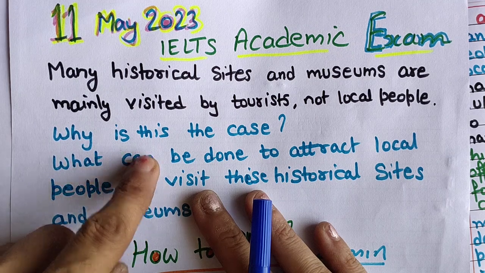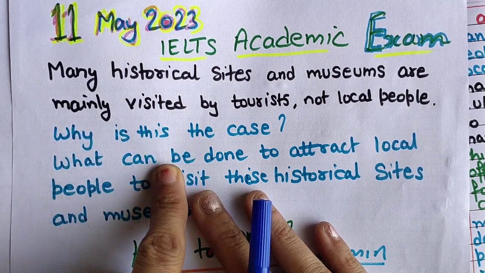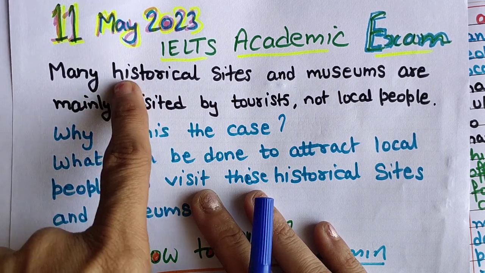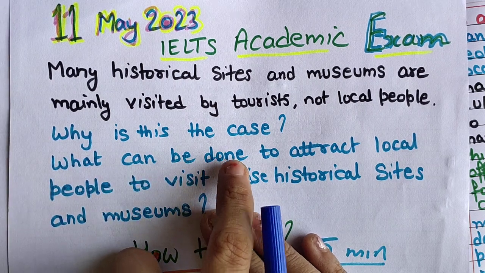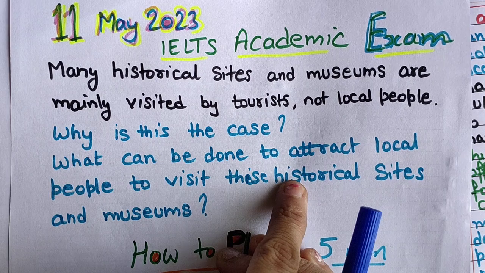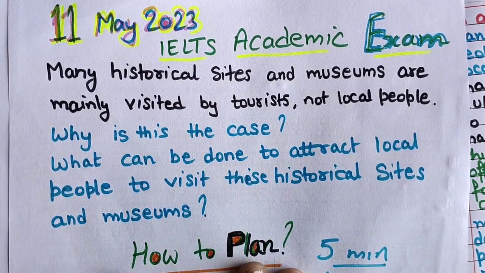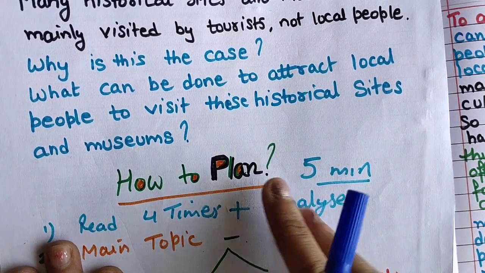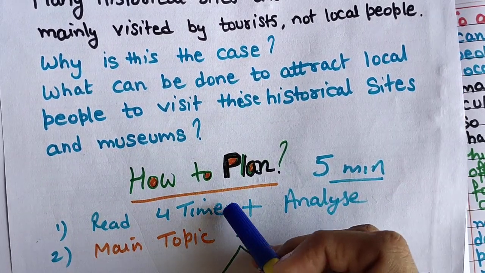And we know this is a two-part question. Directly they have asked you this question and second question this. It means in body paragraph 1 you will be explaining the reasons for this, and you will be explaining what suggestions can be made to attract local people to visit these historical museums. Okay, now let's plan this essay. It's very important. Now how to plan? So just spare only 5 minutes for planning of this essay.